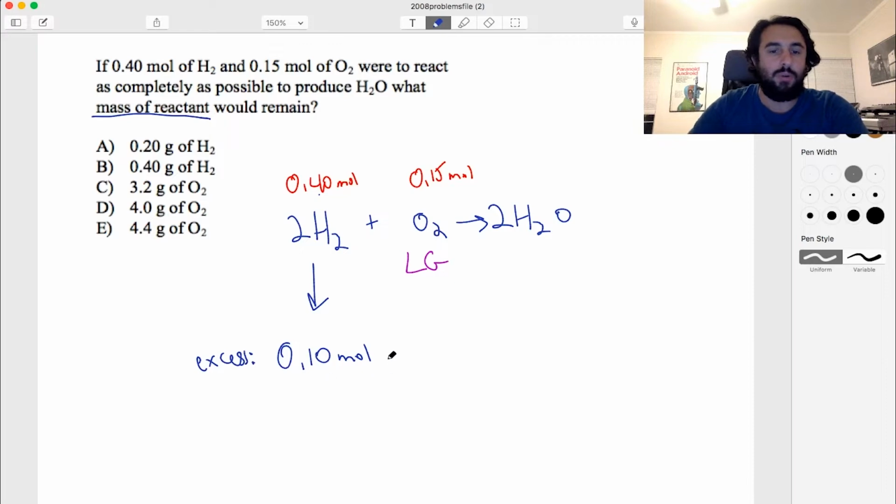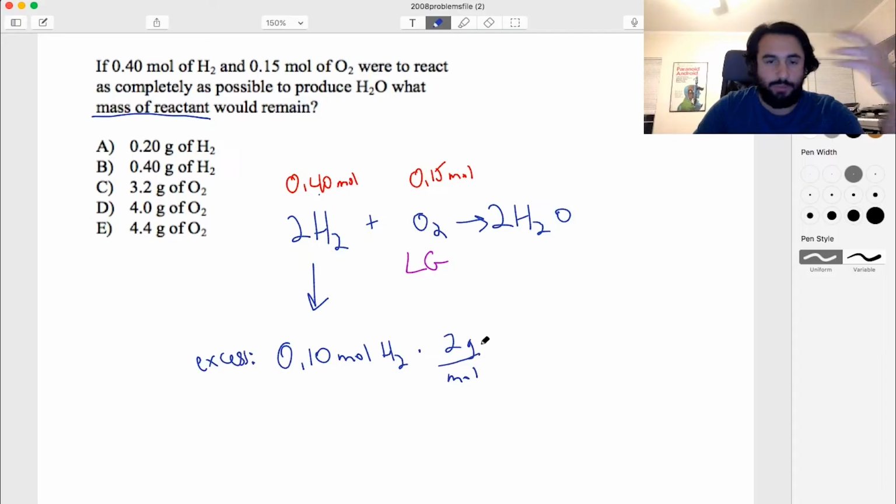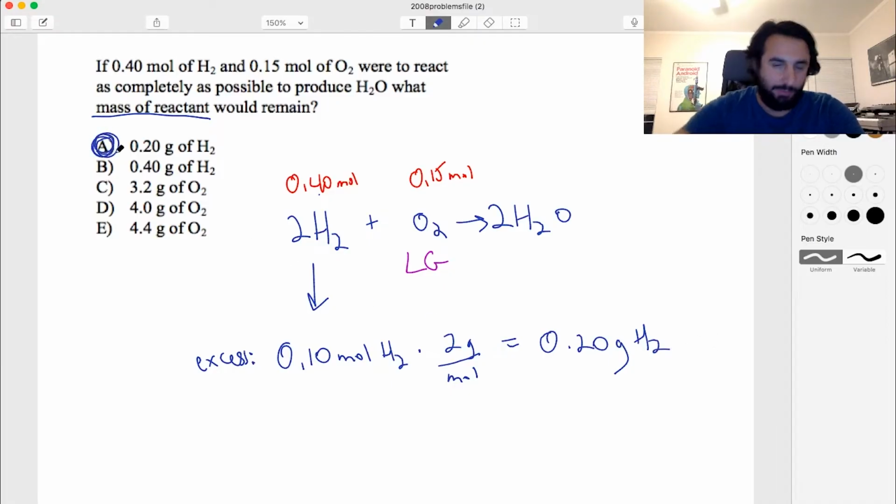So 0.1 moles of H2 times 2 grams per mole, right? We don't have to worry about sig figs right now, but we know hydrogen is 1, there's 2 of them, 2. So that is going to be 0.2 grams of H2. So that will be A right there.